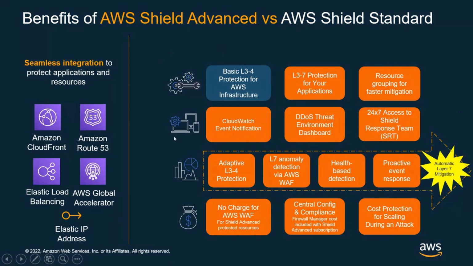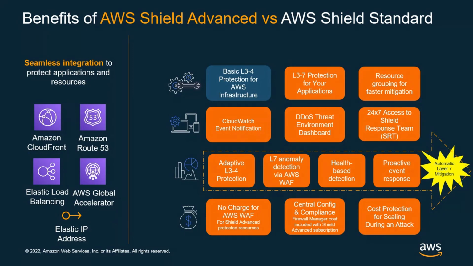So getting into the second row here, we start talking about notifications and the visibility into what's happening in your environment from a DDoS perspective. So we have a lot of cloud. You can set up CloudWatch event notifications. We have a new namespace within CloudWatch, which I'll cover here in a little bit. And there's SNS topics you can set up. So you're going to have visibility into what's going on and be able to set alerts on the happenings with those events. We also have, as part of the console, a DDoS threat environment dashboard that gives you visibility into kind of what's happening globally and also what's happening within your specific resources.